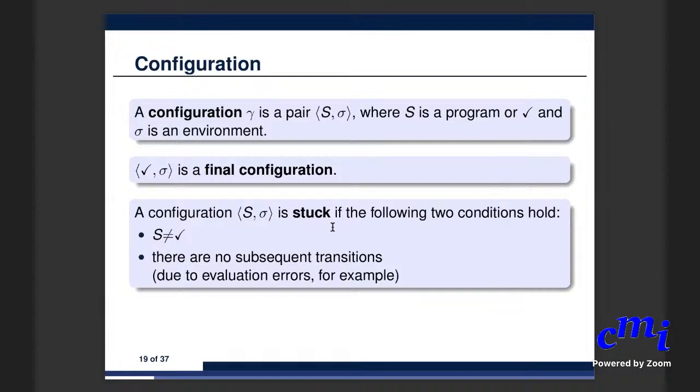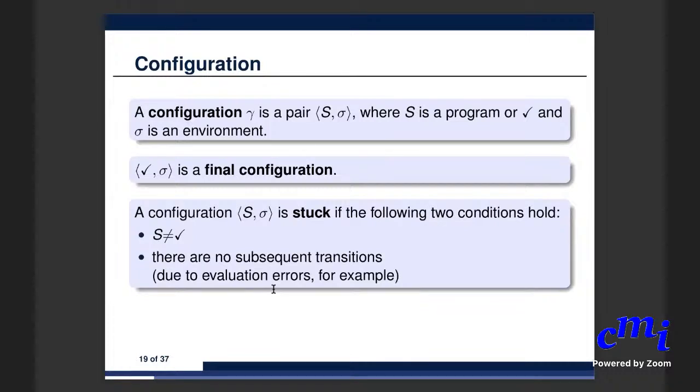There's a notion of a program being stuck. So when S is not equal to sigma, it can be such that you can make progress in terms of the rules of execution that we will define, or in some cases it can be stuck. And this being stuck can be due to evaluation errors, for example.